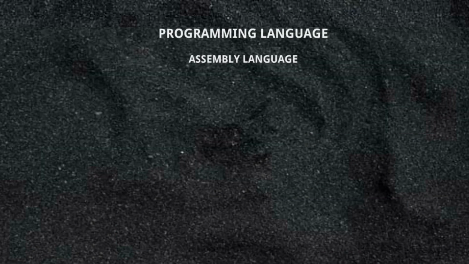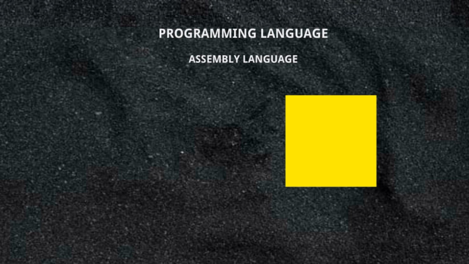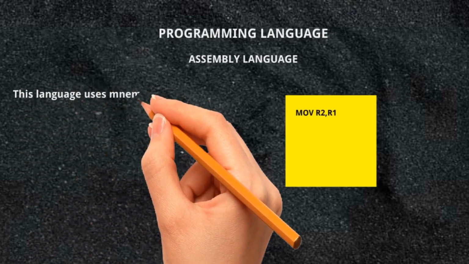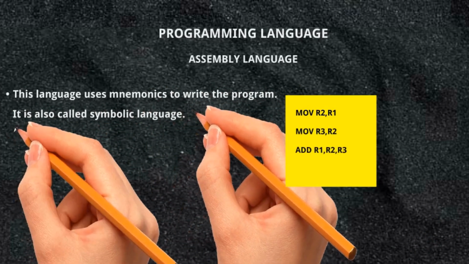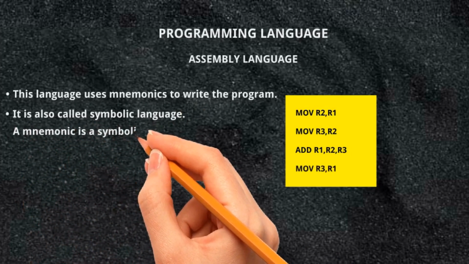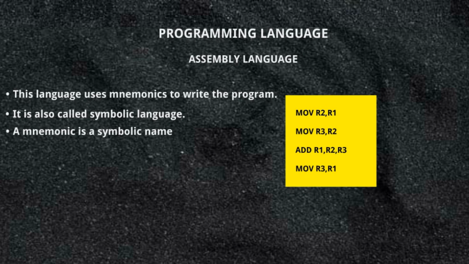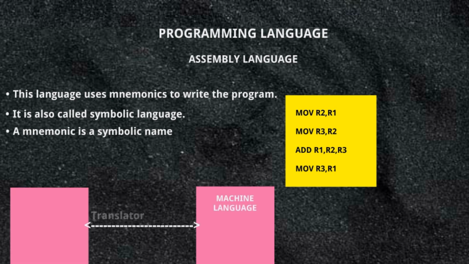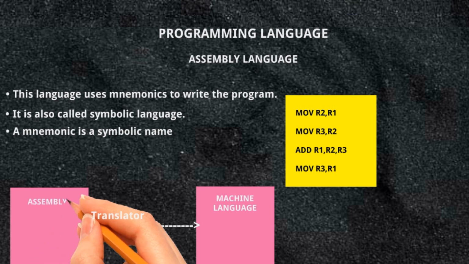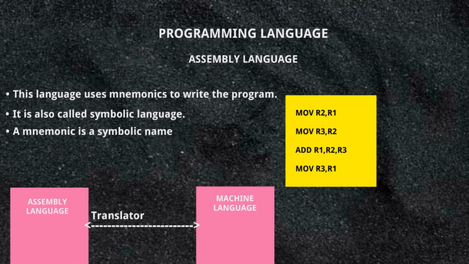Assembly language: assembly language is one step higher than machine language. This language uses mnemonics to write the program, and hence, it is also called symbolic language. A mnemonic is a symbolic name. Example for mnemonics: add, sub, move, etc. Already we studied that computer can understand only one language, that is, machine language. So, a translator program is required to convert an assembly language to machine language. This assembly language translator is known as assembler.